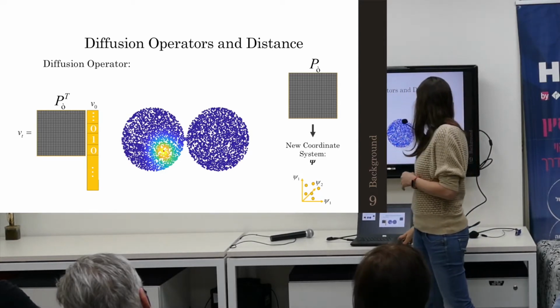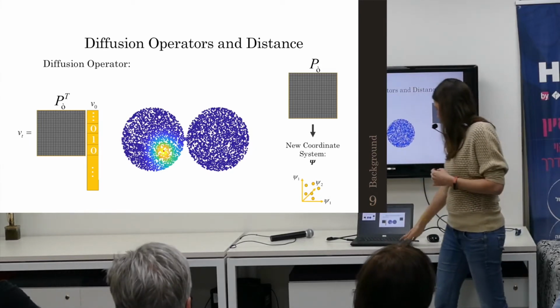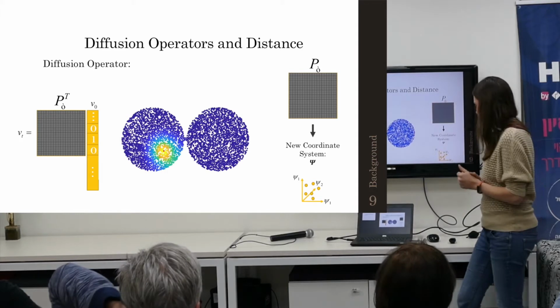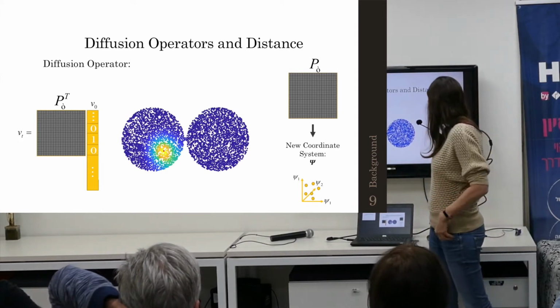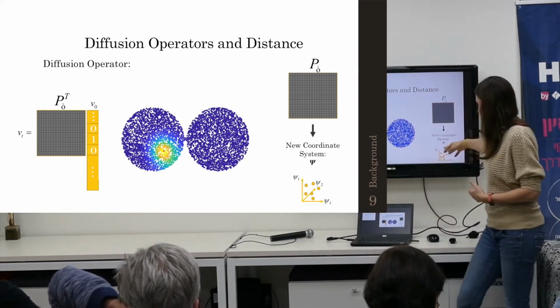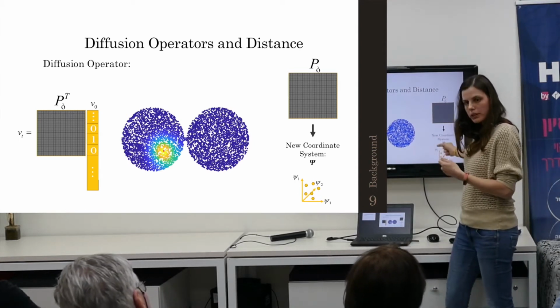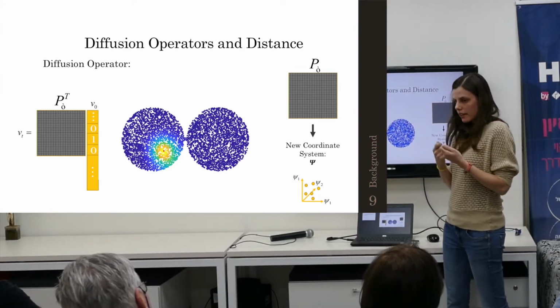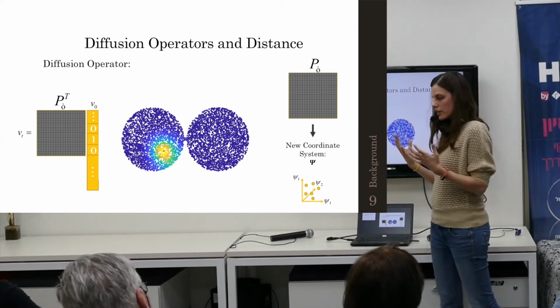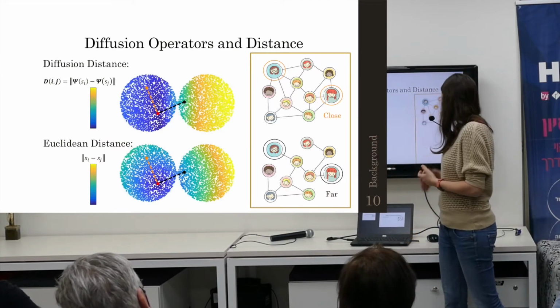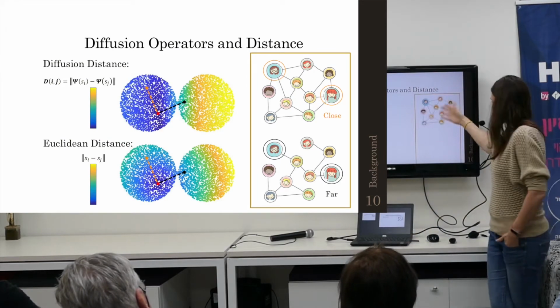Okay? So from this matrix, we construct a new representation to capture the geometric structure of the data set. This is true because we can show that the Euclidean distance between the coordinates themselves can approximate a diffusion distance on this data. So what is a diffusion distance? I will demonstrate using a simple example.